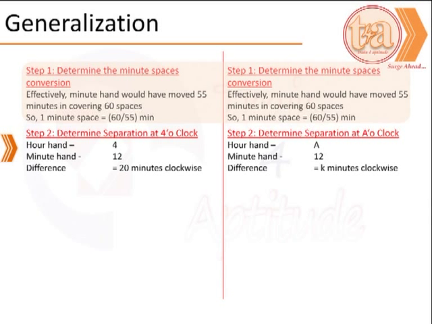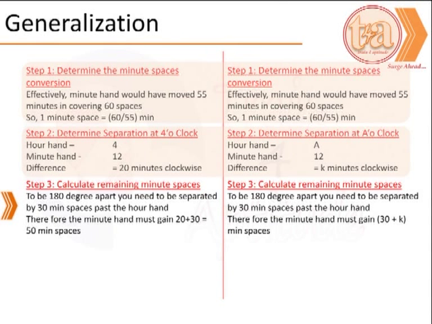If we look at a general case when the time is A o'clock, that is, hour hand would be at A and the minutes hand would be at 12. Let us assume the difference then would be K minute spaces in the clockwise direction. In this specific case, the minute hand has to cross the hour hand and then it points in the opposite direction. In such a case, the degrees of separation would be 180 degrees or 30 minute spaces, and we will have to add it as 30 minute spaces plus the K minute spaces that we determined in step 2.